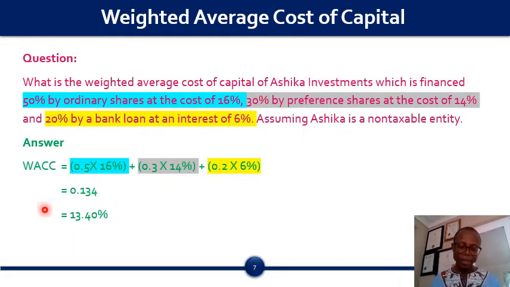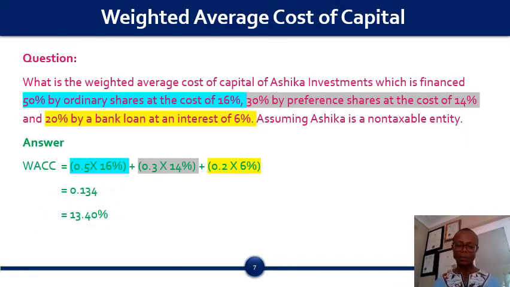If you got 13.4%, well done, you are too brilliant. You would have said 0.5 times 16%, which is highlighted in blue for ordinary shareholders, 0.3 times 14, which is highlighted in gray for preference shareholders, and 0.2 times 6, which is highlighted in yellow, which would have given you 0.134, which is the same as 13.4%.